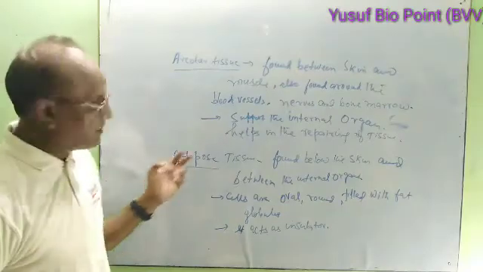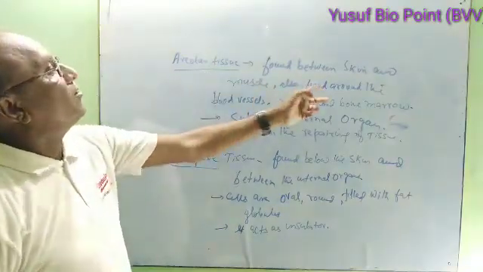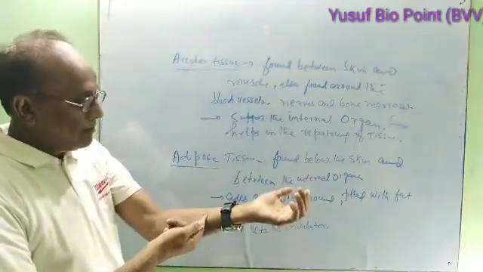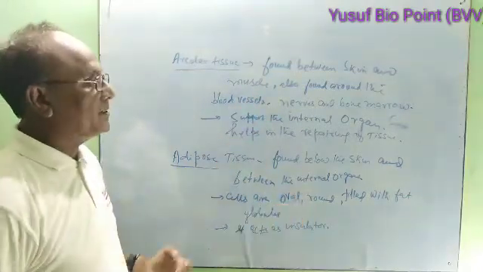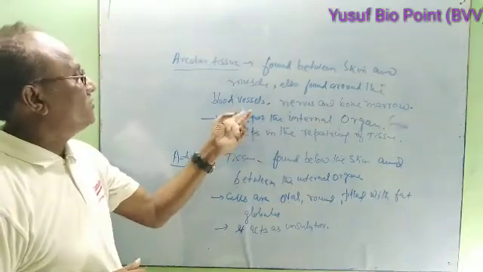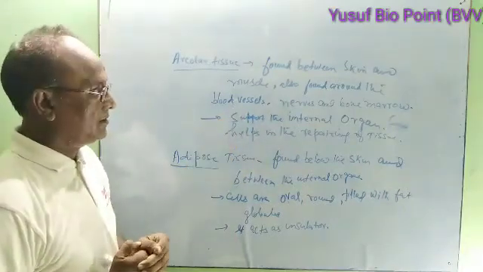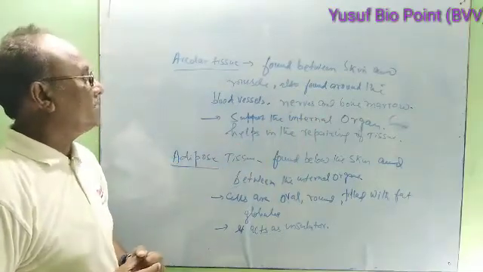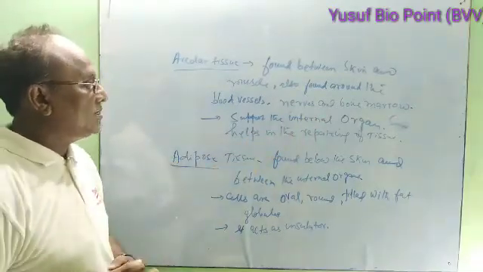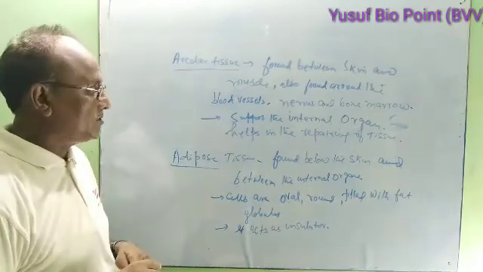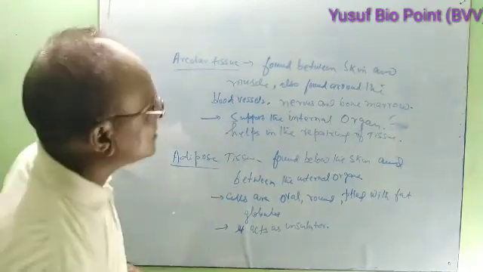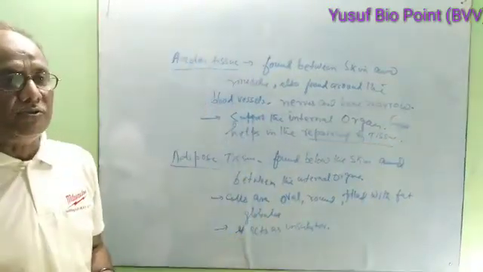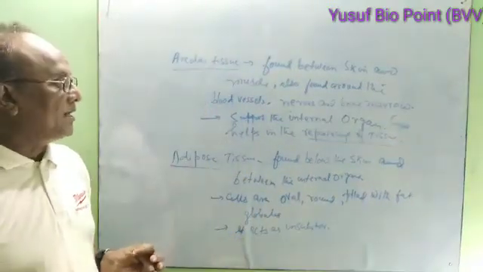Now the next one is areolar tissue, found between the skin and the muscles, just below the skin and above the muscle, and also found around the blood vessels के चारों तरफ पाया जाता है, नर्व्स और बोन मैरो, इन सबों में ये पाया जाता है. सपोर्ट द इंटरनल ऑर्गन्स, जो इंटरनल ऑर्गन्स को सपोर्ट करता है, एंड द मेन फंक्शन इज इट हेल्प्स इन द रिपेयरिंग ऑफ टिश्यू. टिश्यू जो डैमेज हो जाता है उसको पुनः बनाने में ये हेल्प करता है.